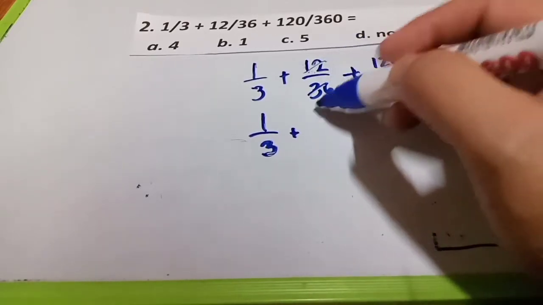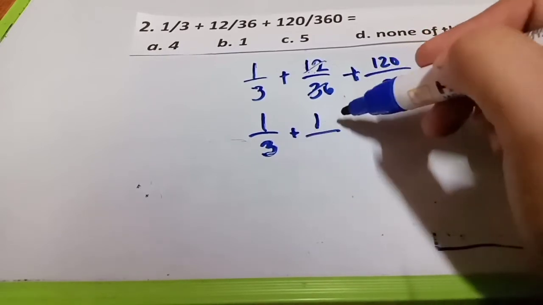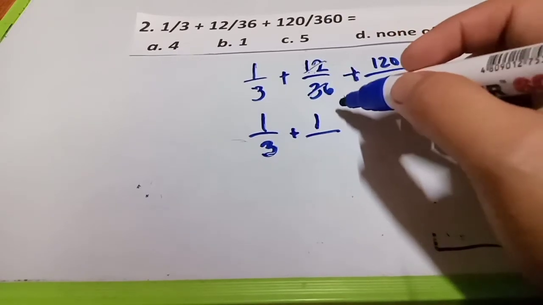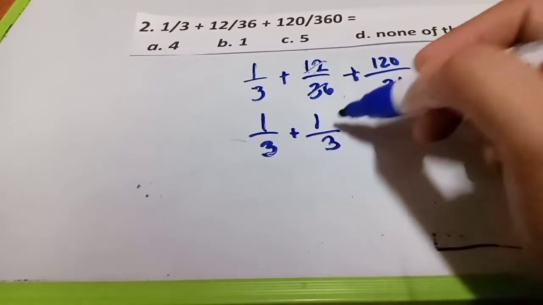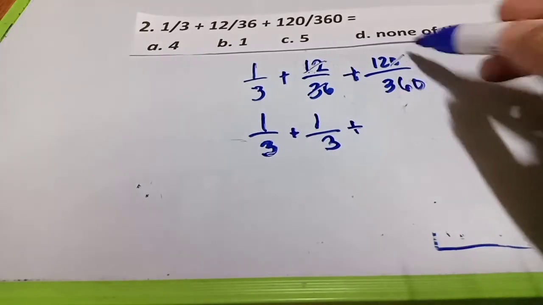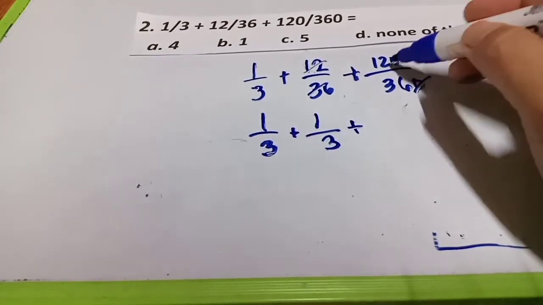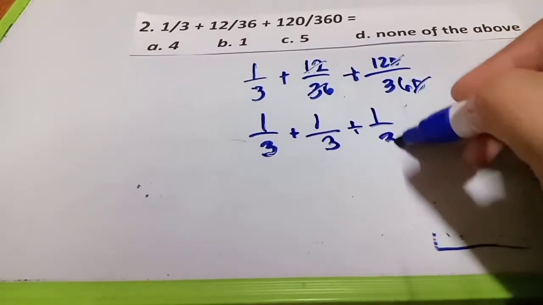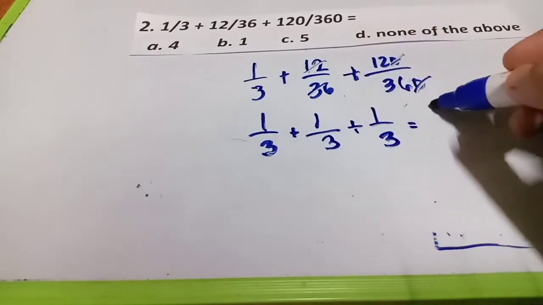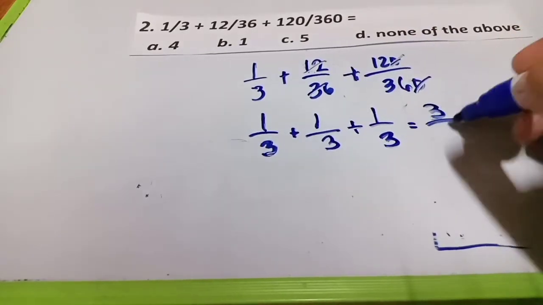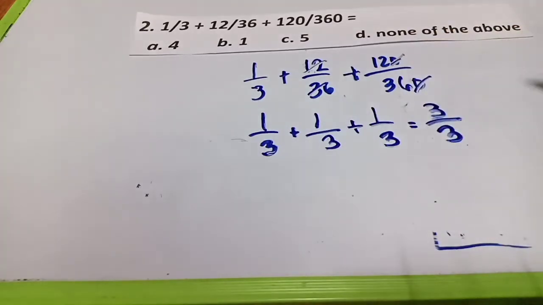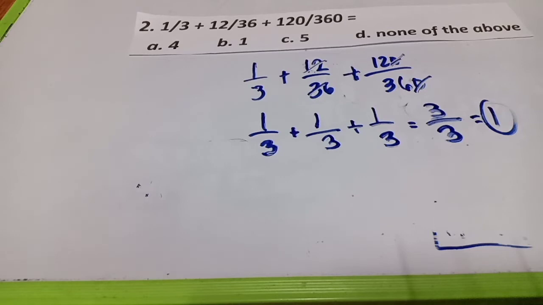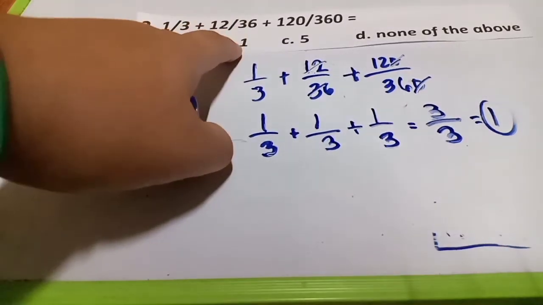12 divided by 12 is 1, and 36 divided by 12 is 3. Is that correct? And then we also reduce this one, cancel 0. 120/360 is the same as 1/3 also. So 1/3 plus 1/3 plus 1/3 is 3/3. They have the same denominator. So the answer is 1. So the answer is letter B.